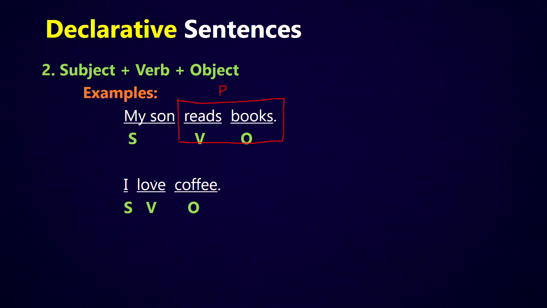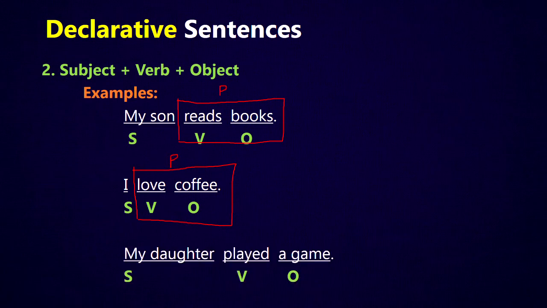I love coffee. Again, divide it between the subject and the verb. So the subject is I. What are we saying about I? That I love coffee. So there's my predicate. My daughter played a game. What's the subject? The subject is my daughter. And what are we saying about her? We're saying that she played a game. There's my predicate. So it's pretty simple to just divide the sentence into 2 parts. So the predicate could just have the verb, or the predicate could have the verb and an object.